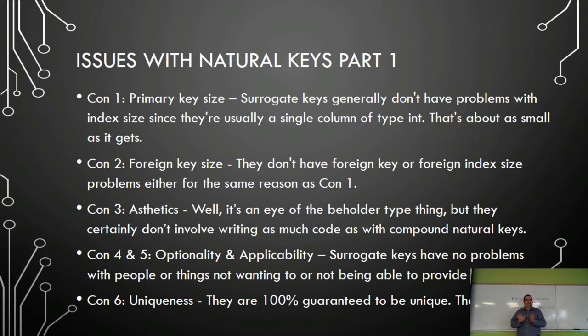Number three, aesthetics. Now, aesthetics means it's an eye of the beholder thing. Some people just like seeing a natural key. Oh, look at this. We know it's their SIN number. It's 477641 blank, blank, blank, blank. Because it's a number and they go, oh, that's great.